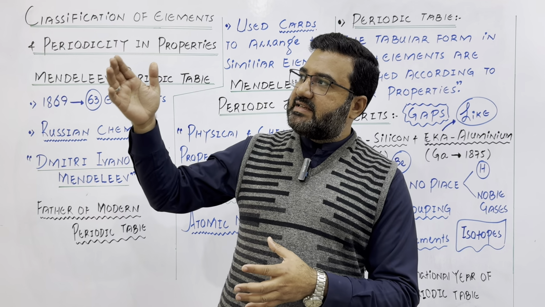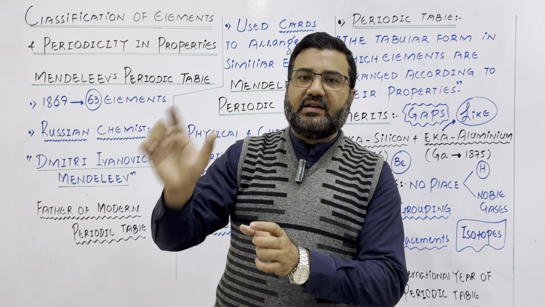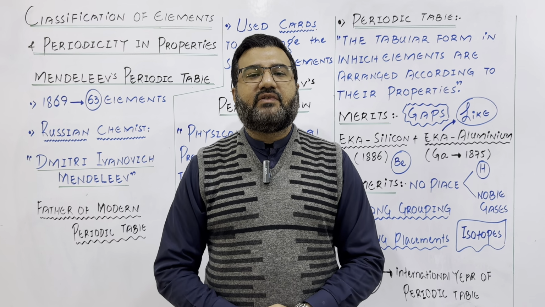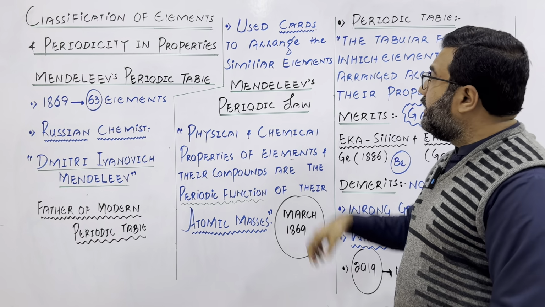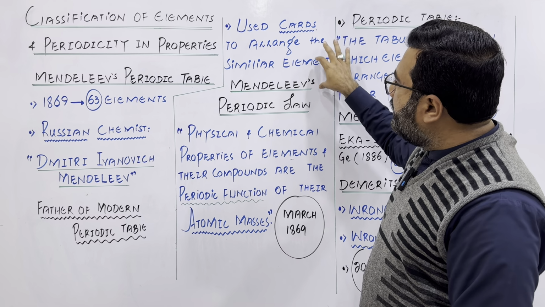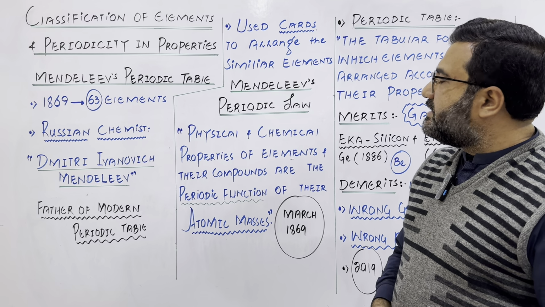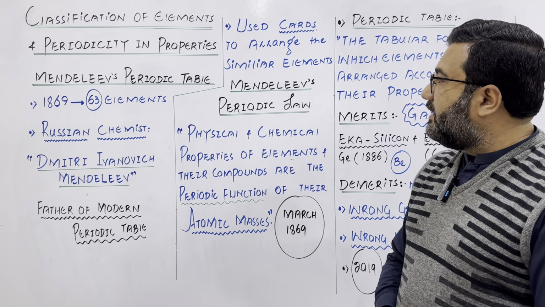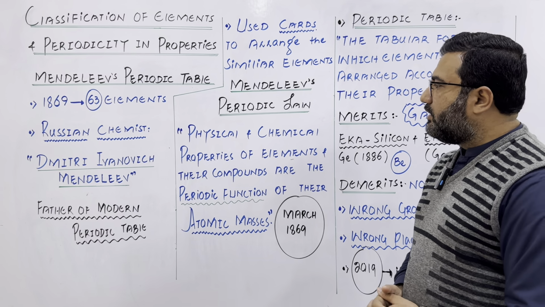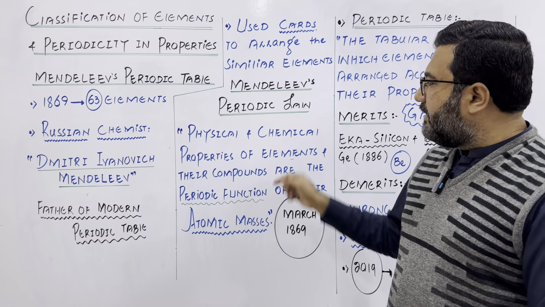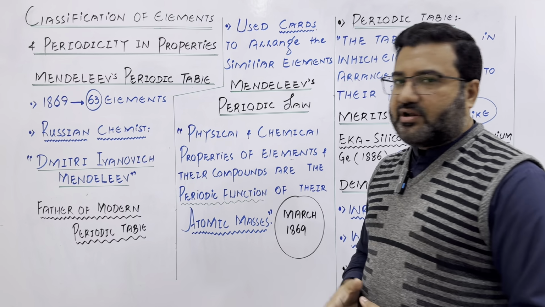So the elements having the same physical and chemical properties were placed one above each other on the wall, and that arrangement was a group, which later on was called a family or group of the Mendeleev periodic table. So he used the concept of cards to arrange all the 63 elements known at his time. And after arranging those elements on the wall and observing the repetition in their physical and chemical properties, he presented Mendeleev's periodic law, which states that the physical and chemical properties of elements and their compounds are the periodic function of their atomic mass.